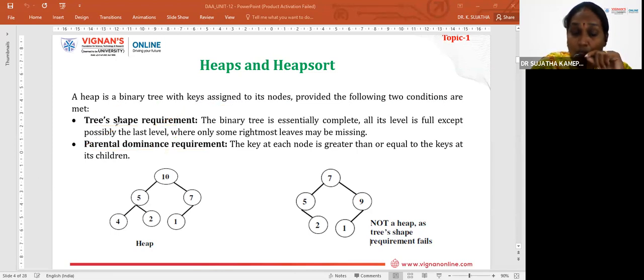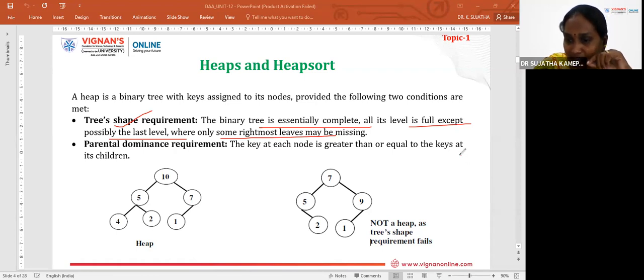Now, what is meant by this tree's shape requirement? The binary tree is essentially complete. All its levels are full except possibly the last level, where only some rightmost leaves may be missing. Generally, how can a binary tree be represented? What is a binary tree? A tree with at most two children at any node is called a binary tree.